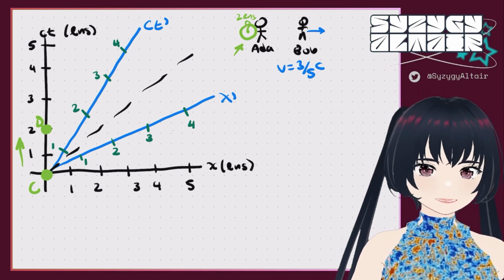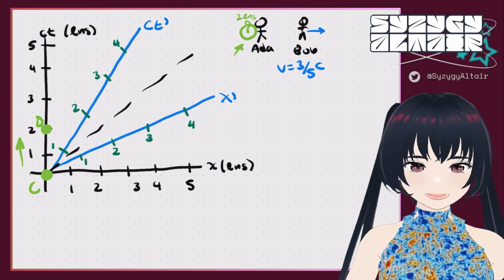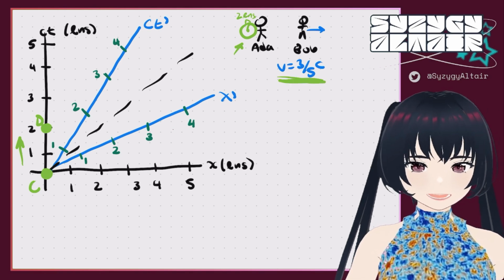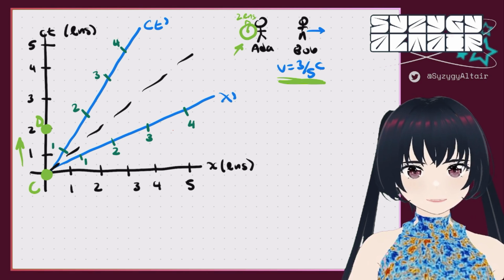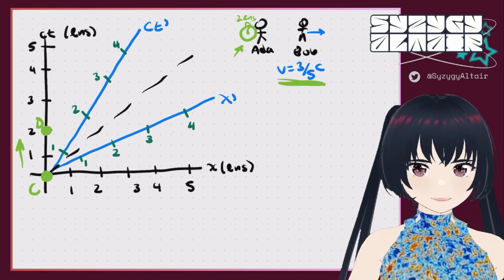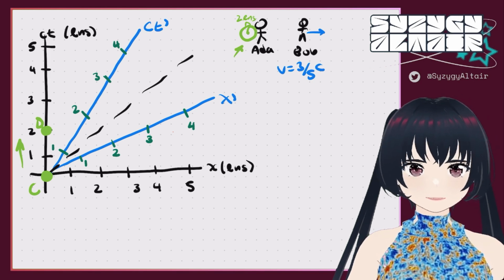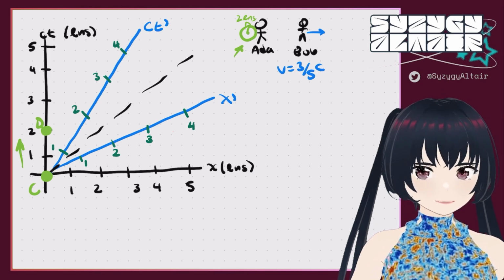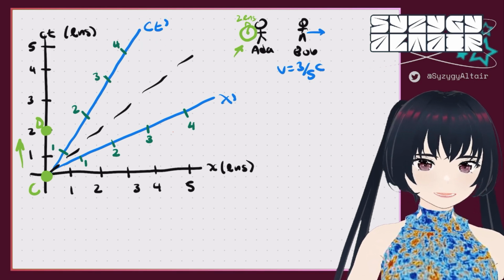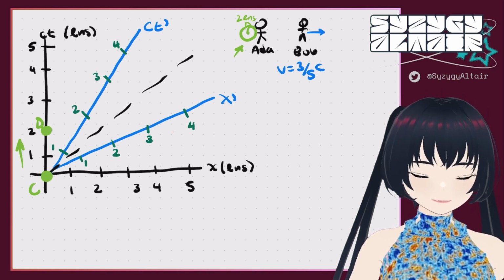Bob is traveling at 3/5 of the speed of light. So how often would he see the clock ticking in his frame of reference? Now we can draw the clock ticks onto the primed axes representing Bob's reference frame. We do this by drawing parallel to the x prime axis.